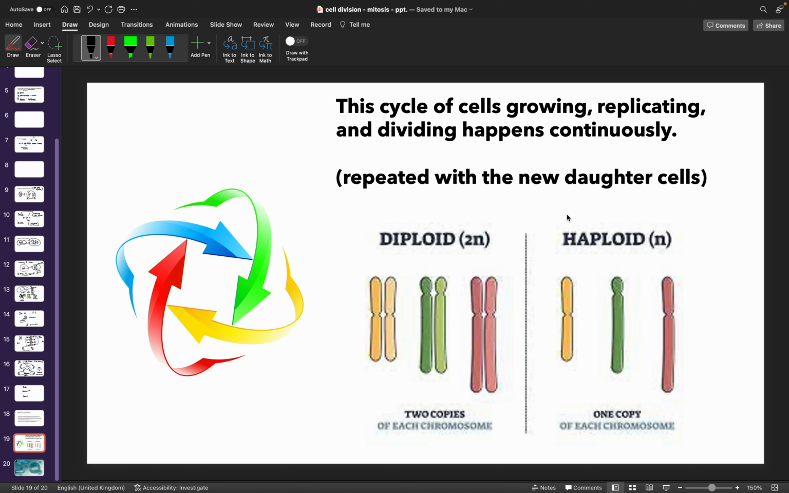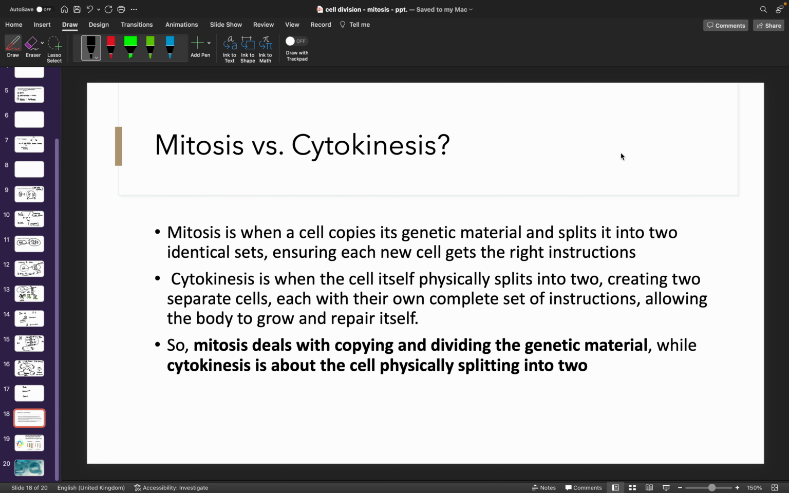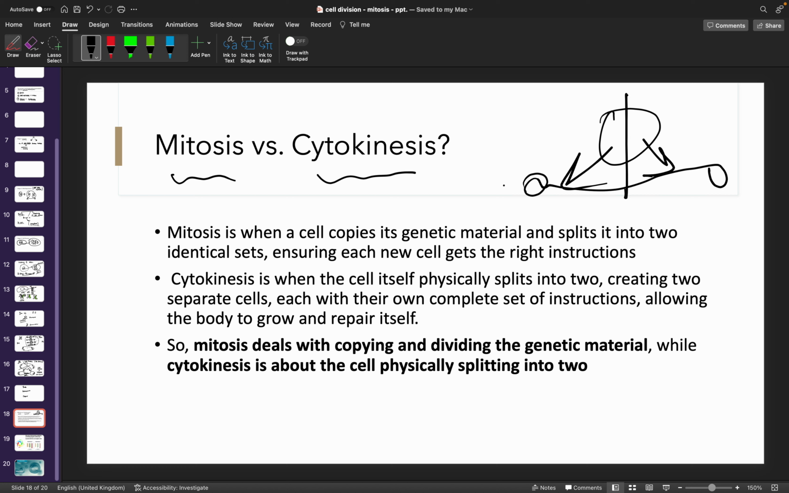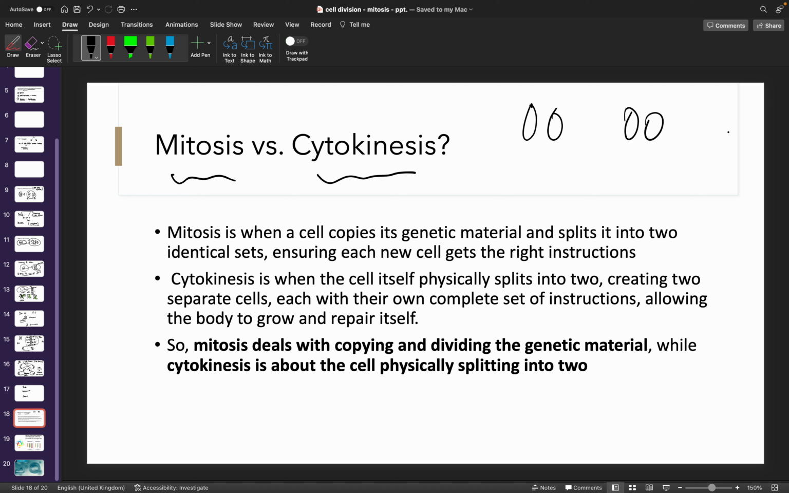Continuously, the cells will continue to divide and then replicate and grow. And so the process will also happen for the new daughter cells again. I just want to go over the topic of mitosis versus cytokinesis. I talked about cytokinesis when the cell actually split in half to create the two daughter cells. And mitosis, well, mitosis is when the cell copies the genetic material. So when you had these pairs of chromosomes, when you copy them into two identical sets forming the X shape, that's the part that is mitosis, the copying of cells to create this X shape.